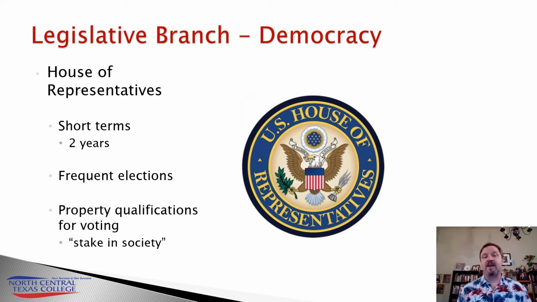But the belief at this time, at least, was that those with property had what was called, this is Thomas Jefferson's quote here, a stake in society, right? They needed to have the power in the suffrage because they had a stake in society because they owned land.